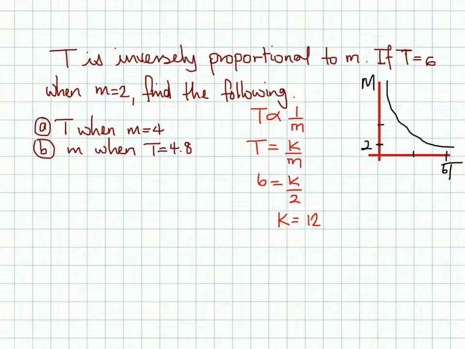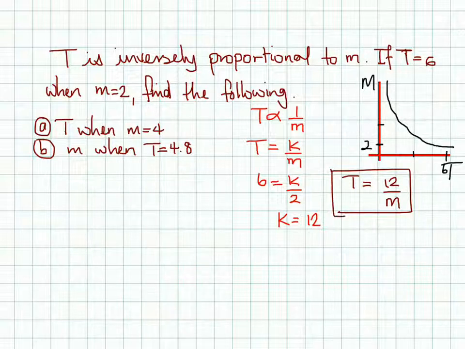Now I can rewrite my equation with my value of k. And it's going to be that T is equal to 12 over M. Now this is my main equation. All the other problems I'm about to solve, I have to use this equation to solve. So let's see problem number 1. A. Find T when M is equal to 4. So find T when M is equal to 4. Replace the M with the number 4.